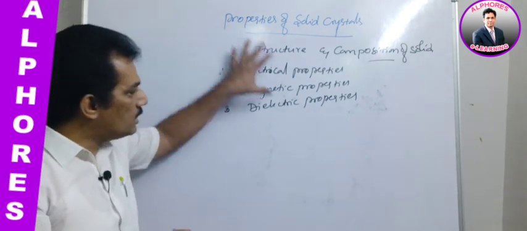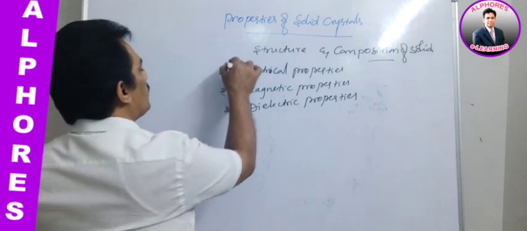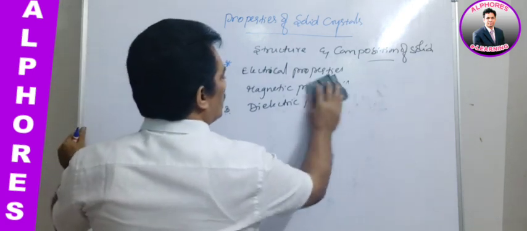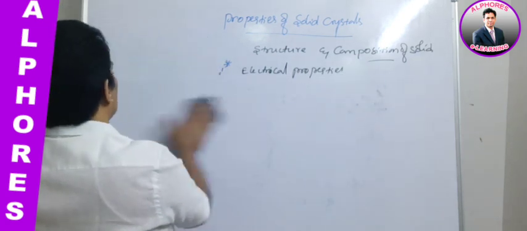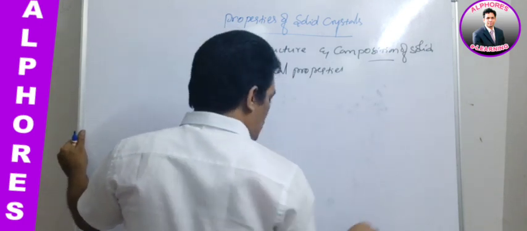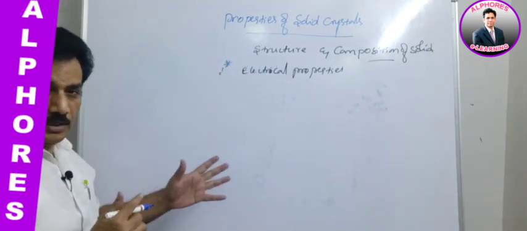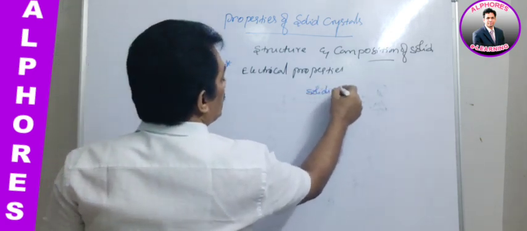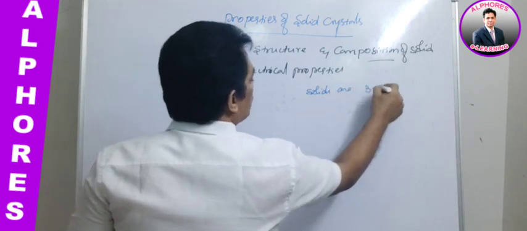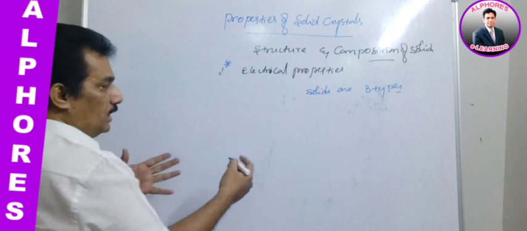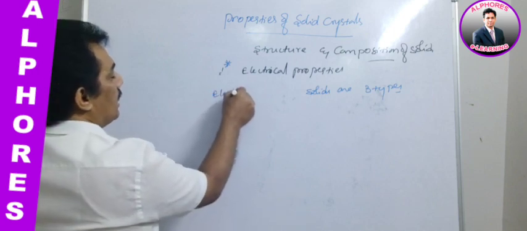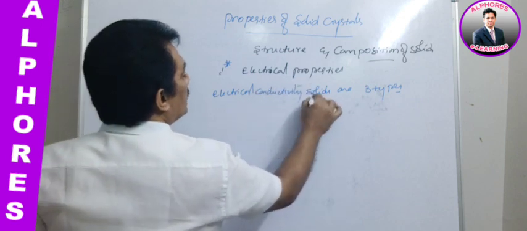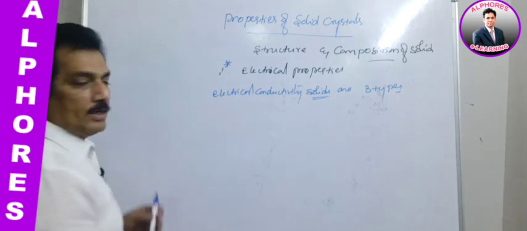Just observe. These are the three properties, and in this session we are going to cover these electrical properties. Now let us start the discussion on this. Electrical properties. Depending on the conductivity capacity, or depending on the electrical conductivity, solid crystals or solids are of three types. And now let me give what those are.